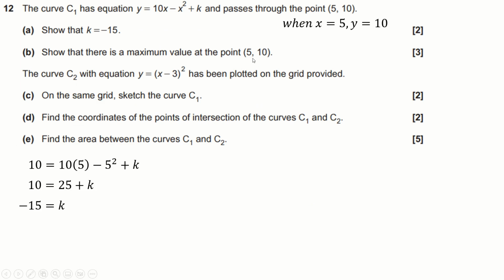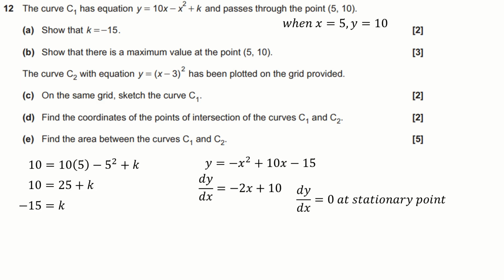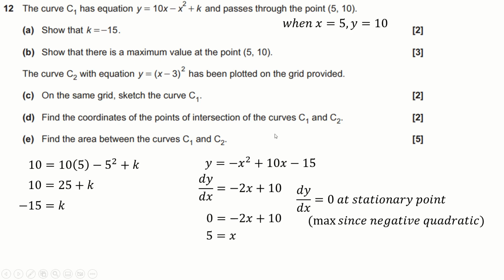Show there's a maximum value there. Well, you can just differentiate this. You could complete the square if you wanted to, but I differentiated and set it to be 0 for a stationary point. Of course, it's a maximum because this is an upside down quadratic. So I'll just state that it's a max since it's a negative quadratic, it's upside down, it has a maximum point. So set that to be 0, you get x is 5. And of course, we already know when x is 5, y is 10. So that's enough to say that.